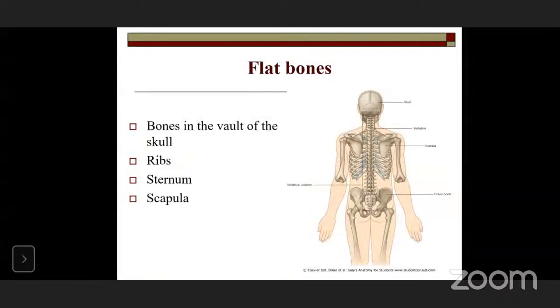Then comes the flat bone. Because anatomy itself deals with the structural study, this classification depends upon the structure of the bone. The shape of the bone will be flat in nature, so it is called flat bones. The bones of the skull, ribs, sternum, and the scapula come under the flat bones.